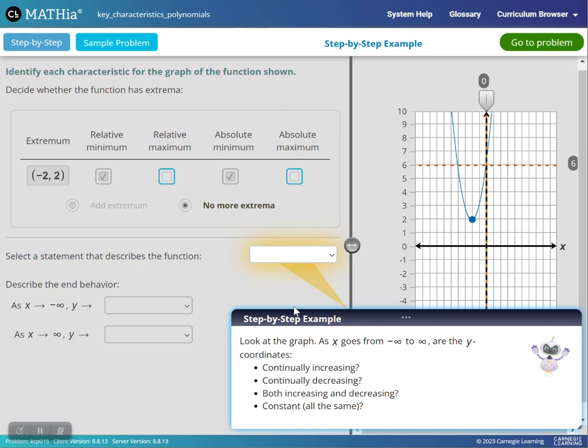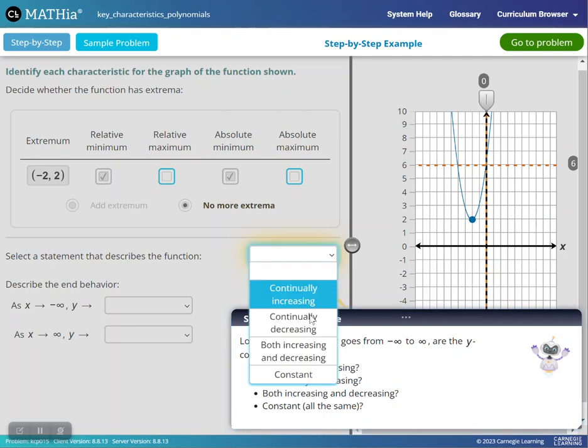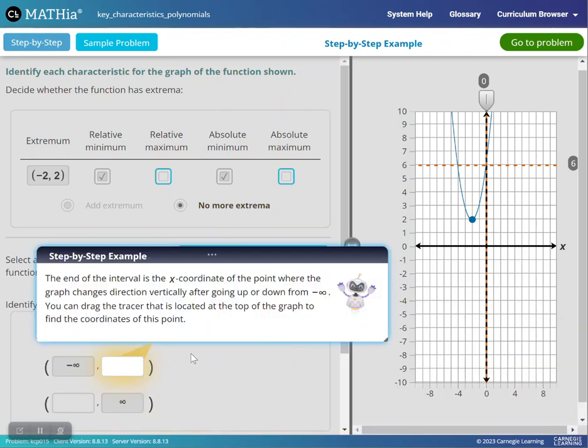Okay, look at the graph. We're going to look at the end behavior now. As x goes from -infinity to infinity, are the y-coordinates increasing, decreasing, both increasing and decreasing, or constant, so flat? If we go basically left to right, from -infinity to infinity is a mathy way of saying left to right along the x-axis. It goes down and then it goes back up. So it is both increasing and decreasing.